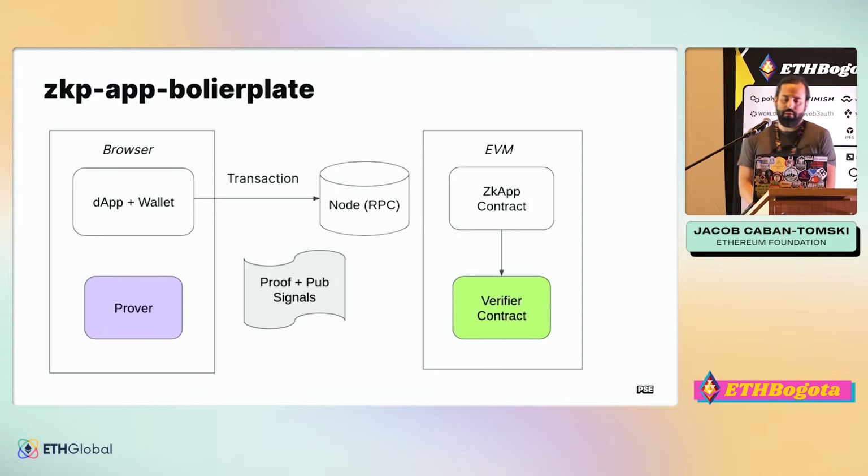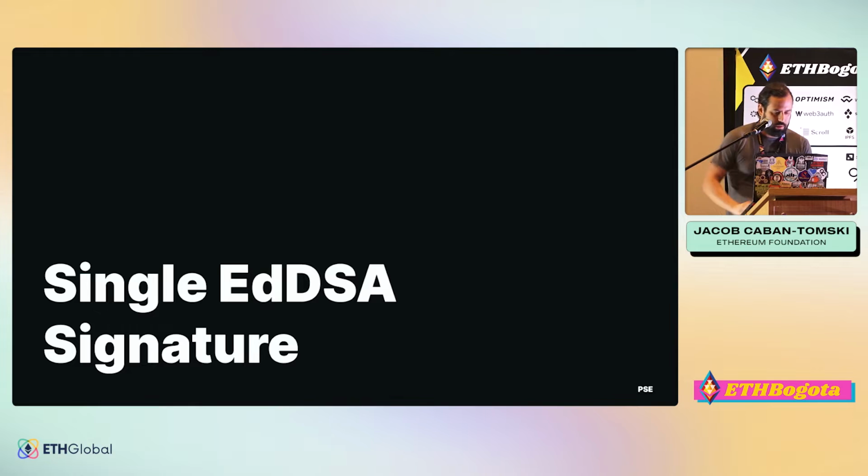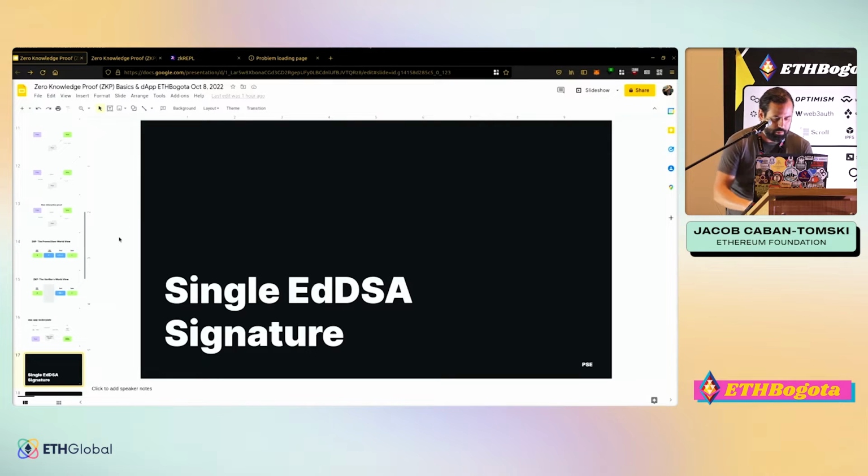And inside of the EVM, that ZK app contract is going to talk to our verifier contract, which will be generated from those circuits, and it will basically just return a simple Boolean saying whether it was successful or not. Cool. So let's go ahead and dive in to that example.